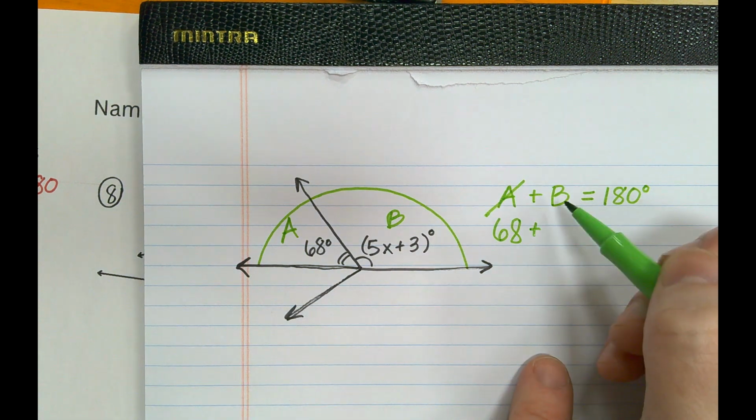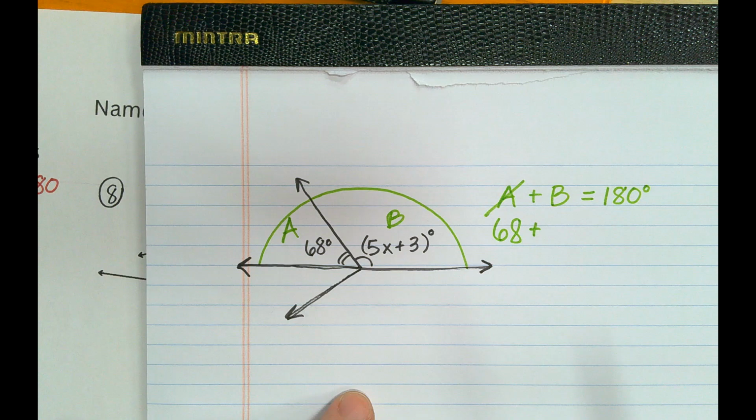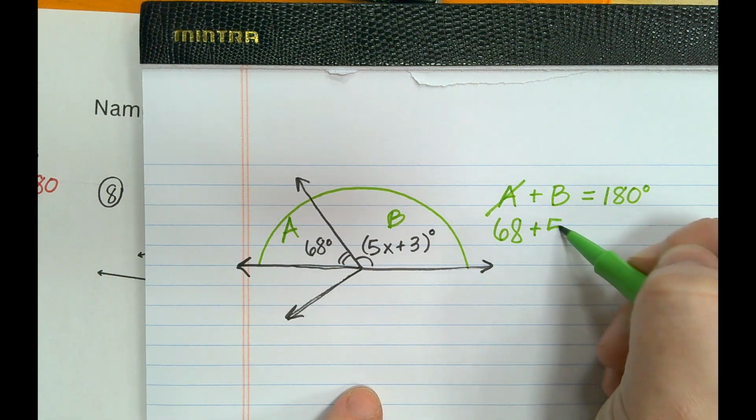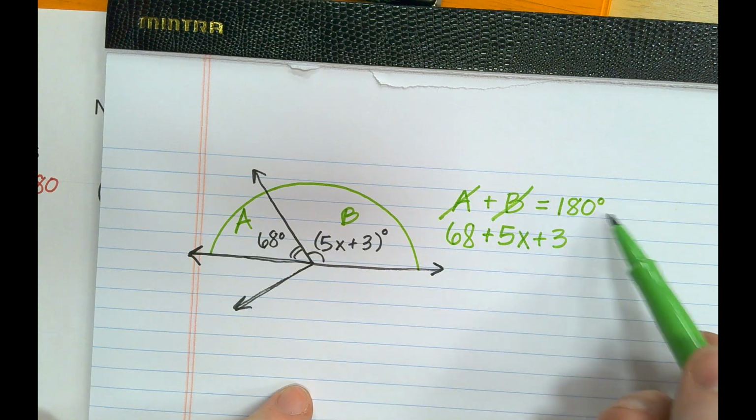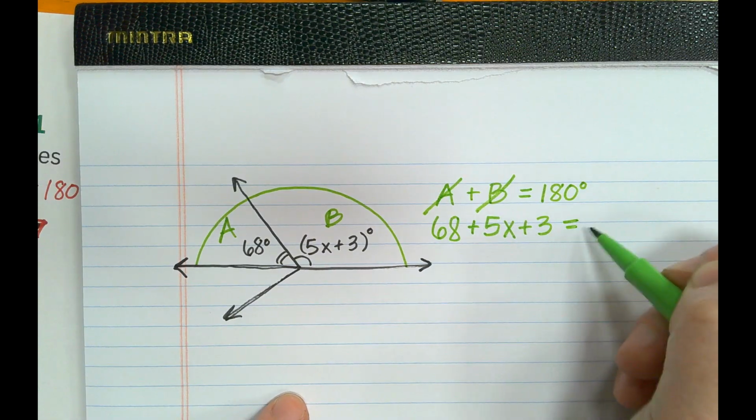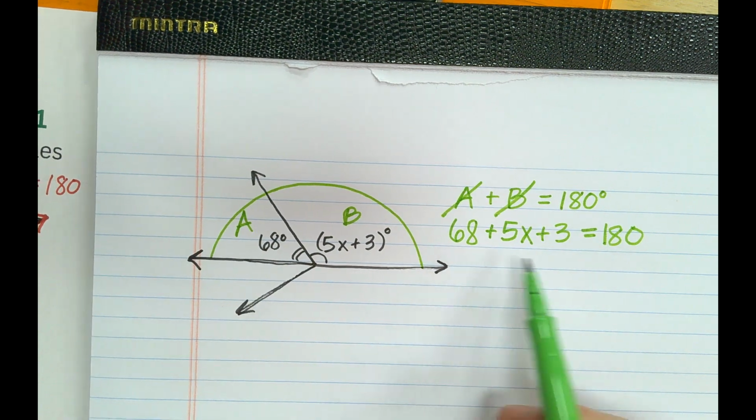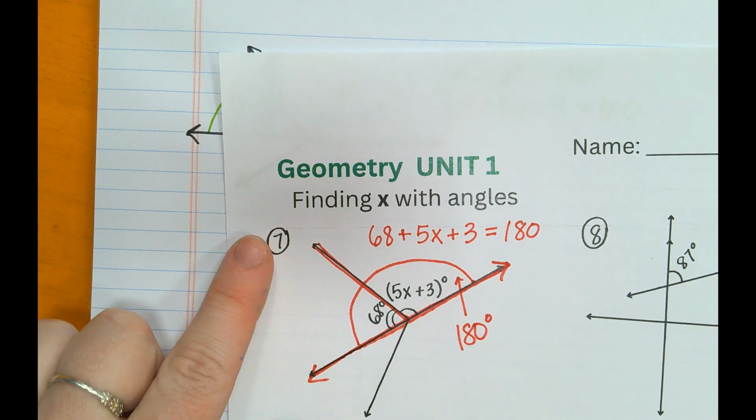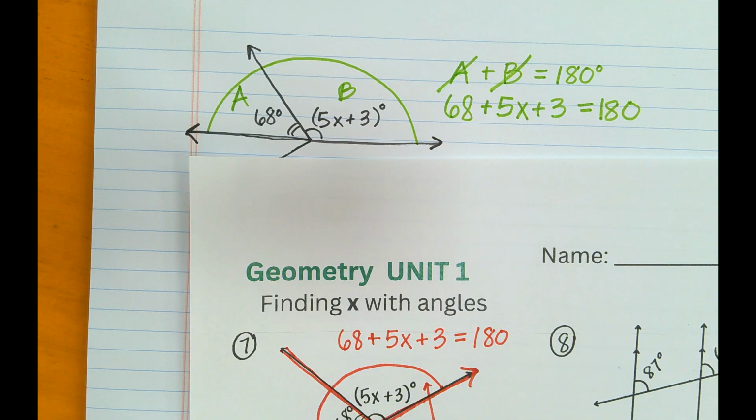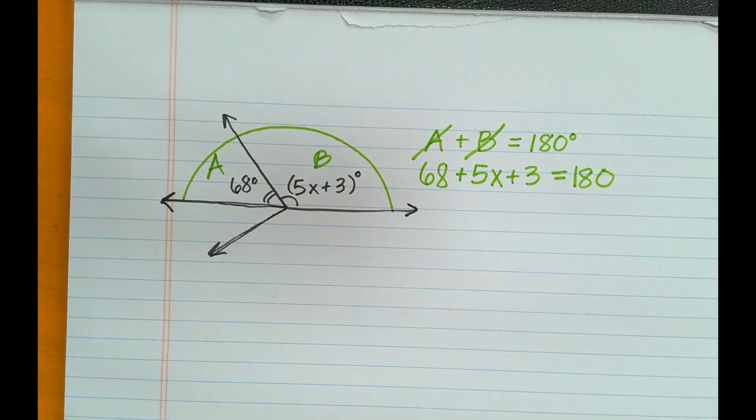Now, instead of B, what should we write instead? 5x plus 3. Yeah, 5x plus 3. So let's do that. 5x plus 3. And now we're just going to write the rest, which is equal to 180. Okay. So that's how we got this equation here, which is exactly where we got right here. So we're to that step. Are you following so far? Is that making sense? Okay. So let's continue.